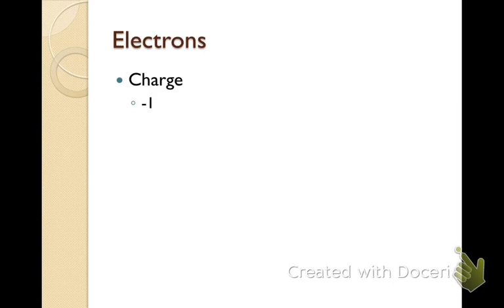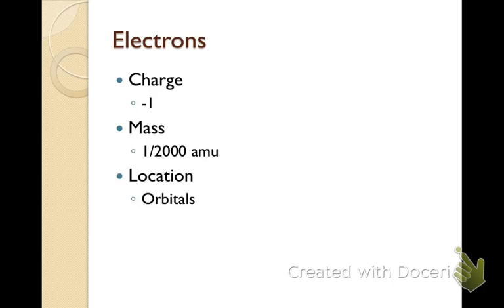Electrons have a charge of -1. They're negatively charged. Their mass is so much smaller than a proton or a neutron that we don't even consider it. It's like 1 over 2,000 AMU. It's so teeny tiny that we don't really factor that into the masses. They're located in orbitals. We saw that from the wave mechanical model.